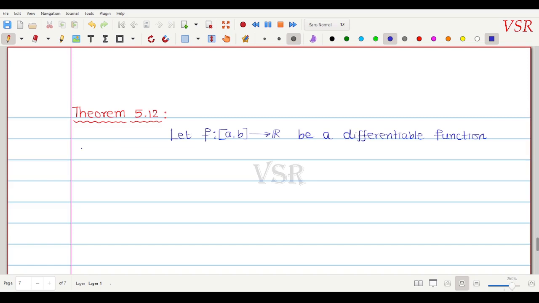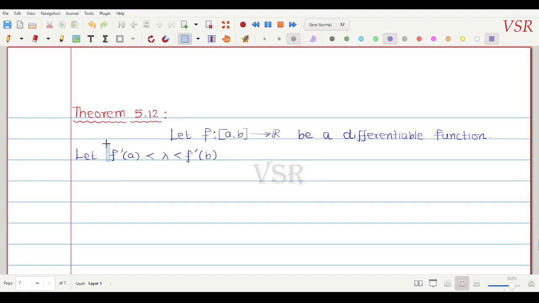Such that f dash of a is strictly less than some lambda, which is strictly less than f dash of b. Let lambda be a real number.